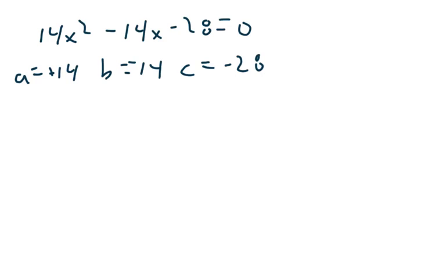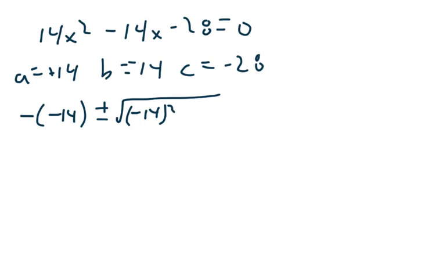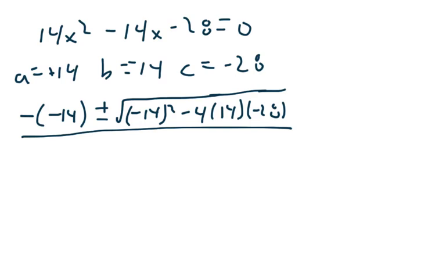And now I'm just going to do the quadratic formula on it, right? So first let's set it up. I'm going to have the negative of B plus or minus the square root. I'm going to take the B, negative 14, and square it, minus 4 times A, which is positive 14, times C, which is negative 28. And that whole mess is over 2 times A, which is 14.